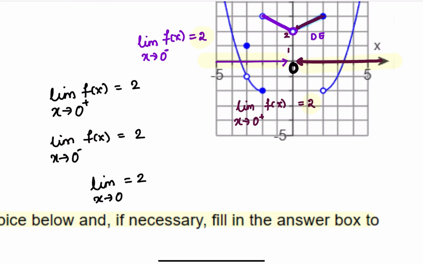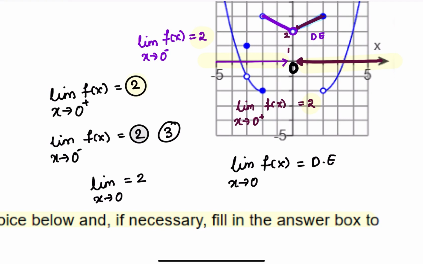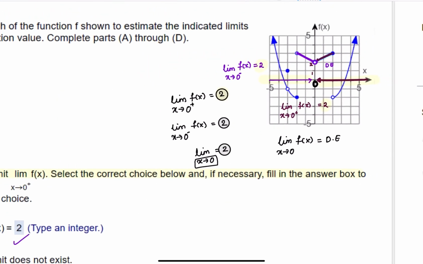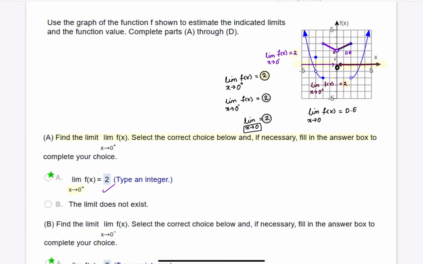Now, let's just say one is 2 and the other one is 3. When the limits don't match when you're approaching that particular value from both sides, then you would say the limit as x approaches 0 for the function f of x does not exist. But in this case, both of them are 2. So when x approaches 0, the limit is 2. But if they're not equal, then the limit does not exist. I think we will see examples like that as well.